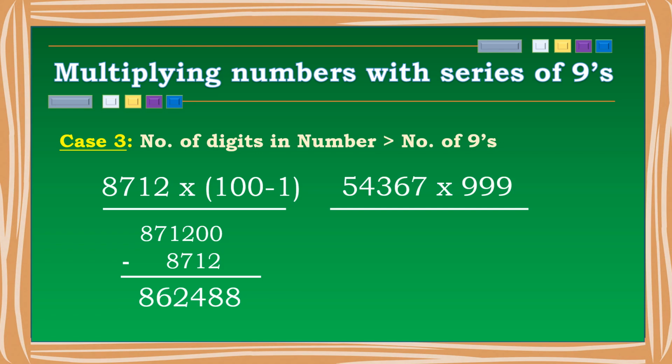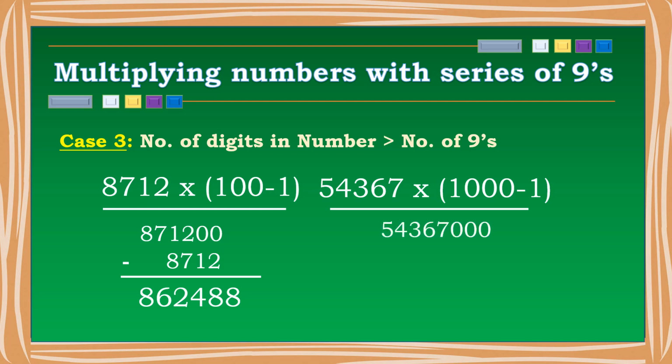One more example. 54367 multiplied by 999. So now 999 will be considered as 1000 minus 1. Now 54,367 is multiplied by 1000 to get 54,367,000, minus 54,367 into 1, nothing but 54,367. After subtracting, the final answer would be 54312633.